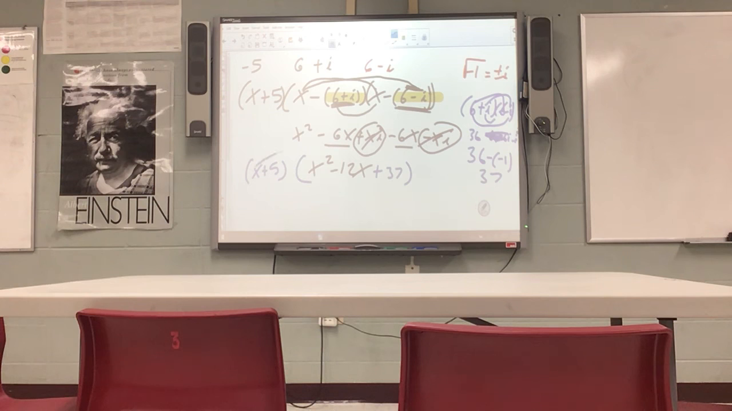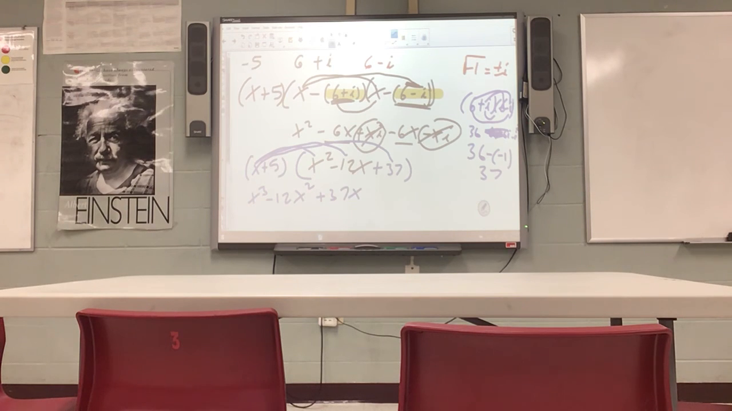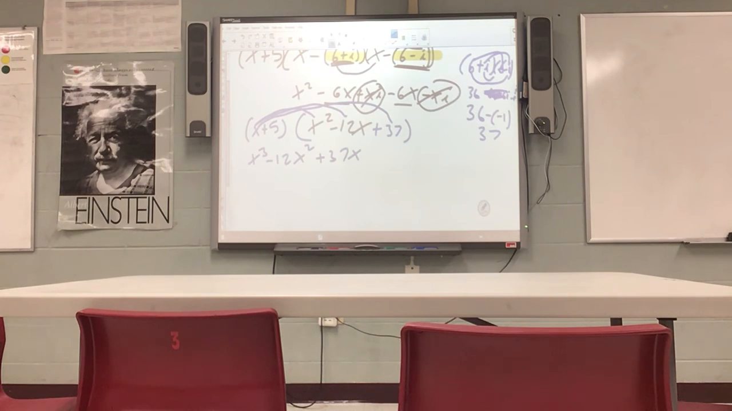So I'm gonna take the x to all of them. Gets me an x cubed minus a 12x squared plus a 37x. Now I gotta take the 5 to all of them, and I'm gonna stack up my like terms as I go. So I got a 5x squared. That's a negative 60x. And plus 37 times 5 is 185.